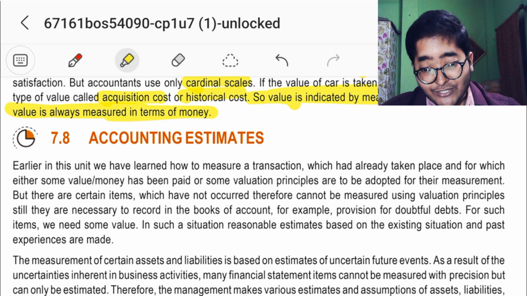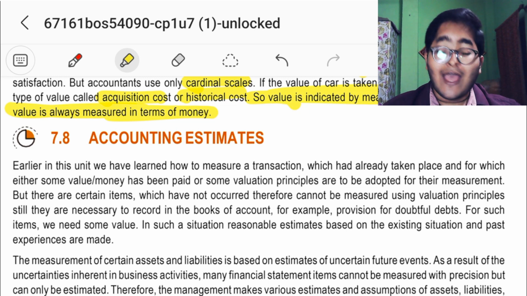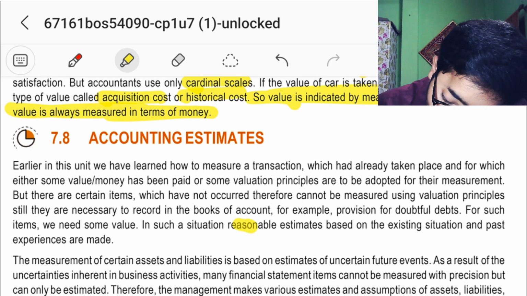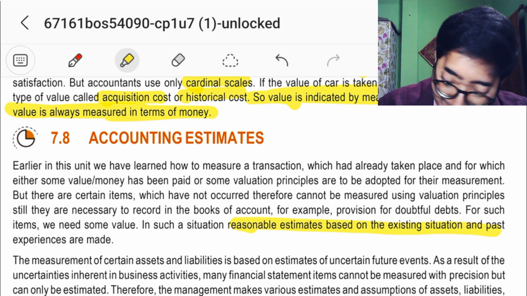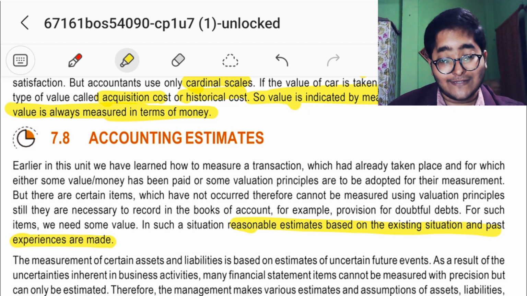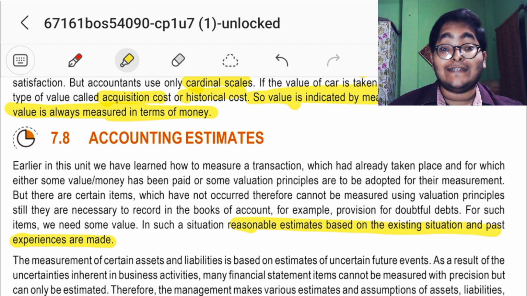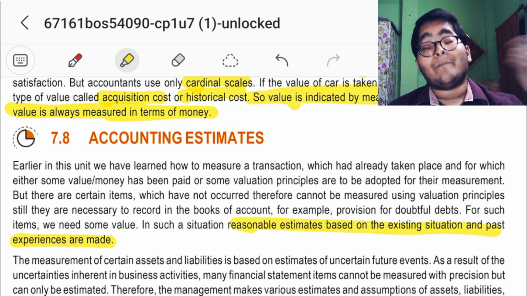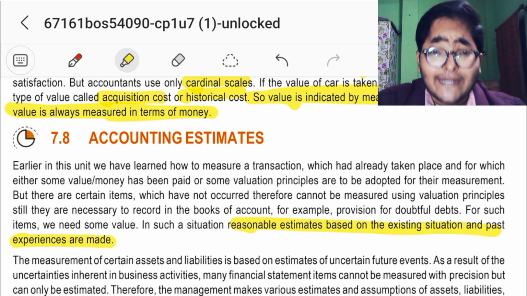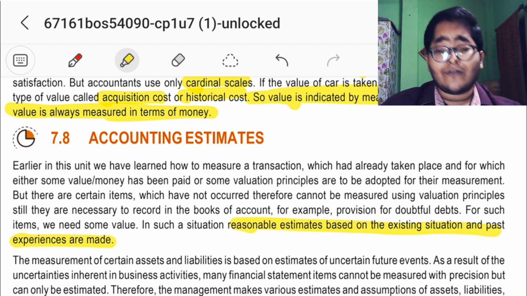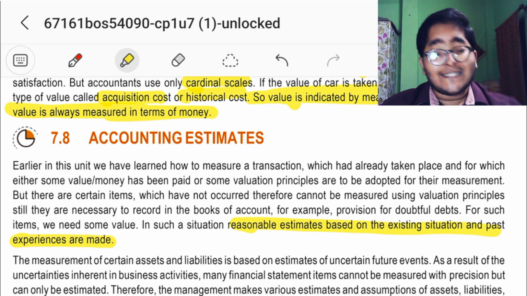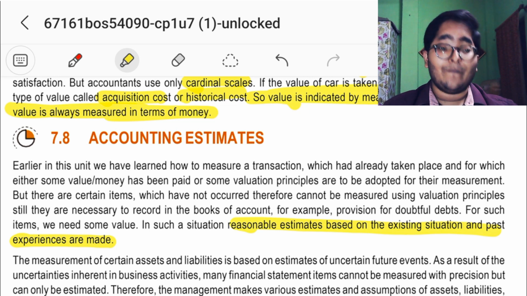In such a situation, reasonable estimates based on the existing situation and past experiences are made. What are these? These are accounting estimates. Past experiences या फिर present condition को नजरअंदाज करते हुए कुछ एस्टिमेट्स, रीजनेबल एस्टिमेट्स बनाया जाता है अकाउंटेंट्स के द्वारा उस चीज को रिकॉर्ड करने के लिए.